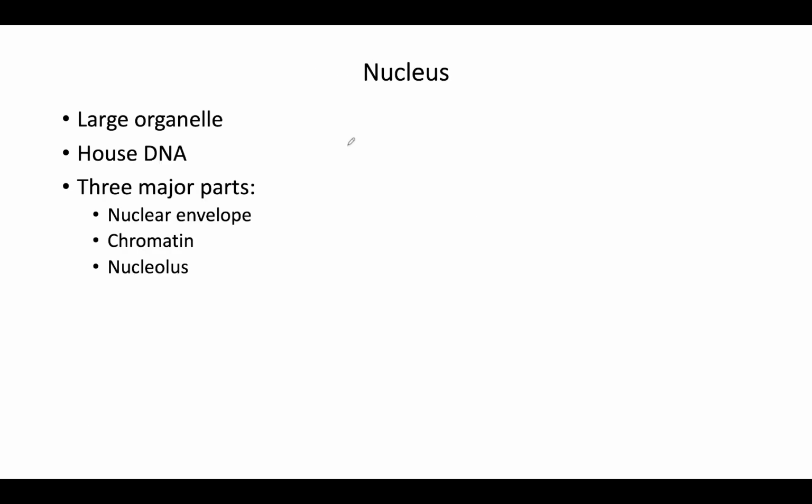Now, let's look at each organelle inside the cell. First, the nucleus, a large organelle that houses DNA. It holds DNA. The nucleus has three parts. One is the nuclear envelope, second is chromatin, third is the nucleolus.